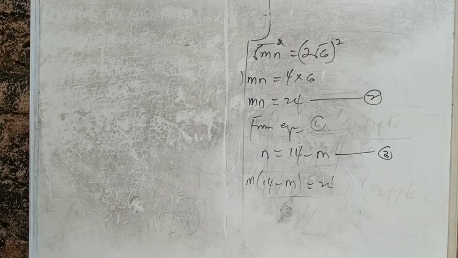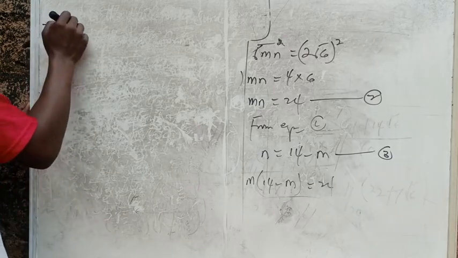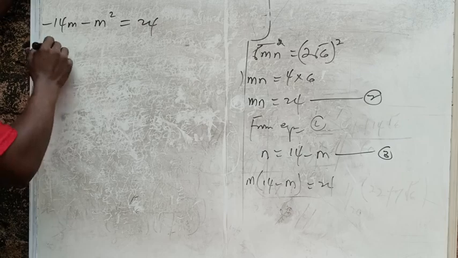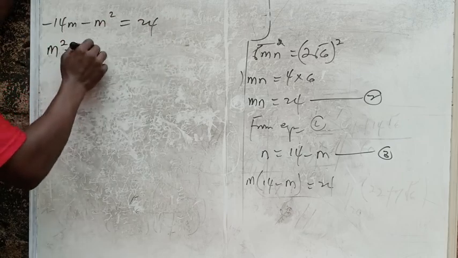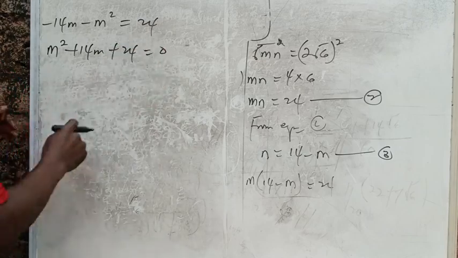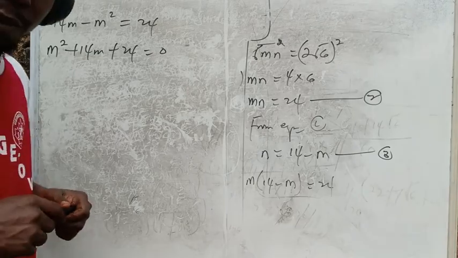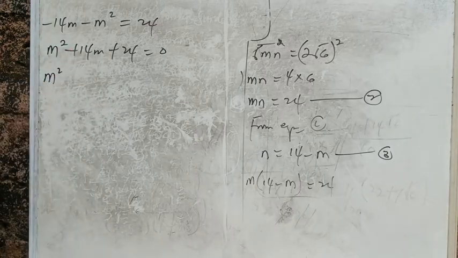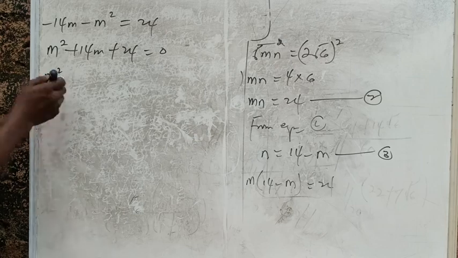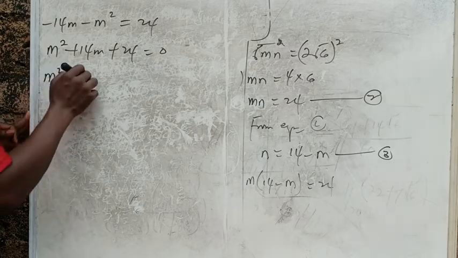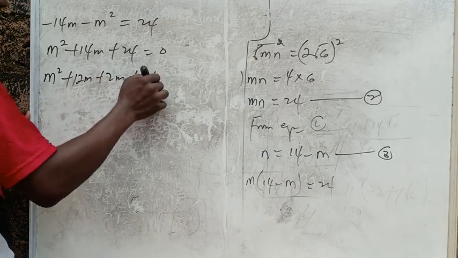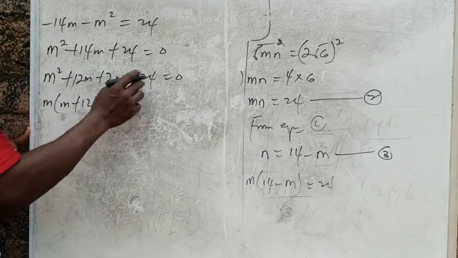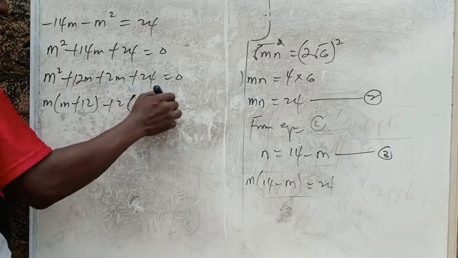And when you open the bracket, you are going to have 14m minus m squared is equal to 24. So you move this over, so you have m squared, move this over, minus 14m, then plus 24 is equal to 0. This becomes a quadratic equation. So we quickly solve quadratically. Two numbers that will give you 14 when you add, and when you multiply, you have 24 are 12 and 2. So here will give us m squared plus 12m plus 2m plus 24 is equal to 0. So m is common into m plus 12, plus 2 is common into m plus 12 equals 0.